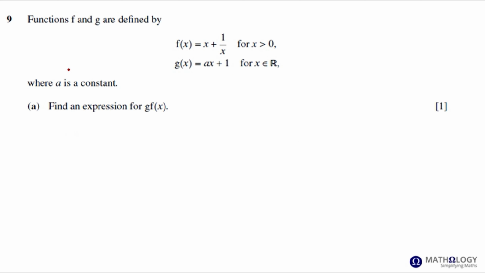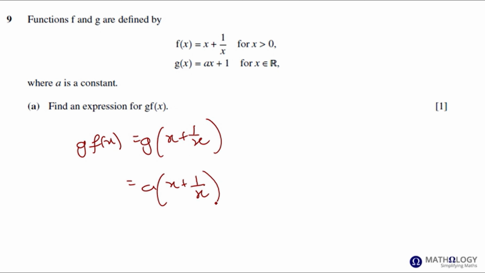Question 9. Functions f and g are defined by f of x equals x plus 1 over x for x greater than 0, g of x equals ax plus 1 for x any real number. a is a constant. Find an expression for gf. So gf will be g of (x plus 1 over x), which is a times (x plus 1 over x) plus 1. That's ax plus a over x plus 1.